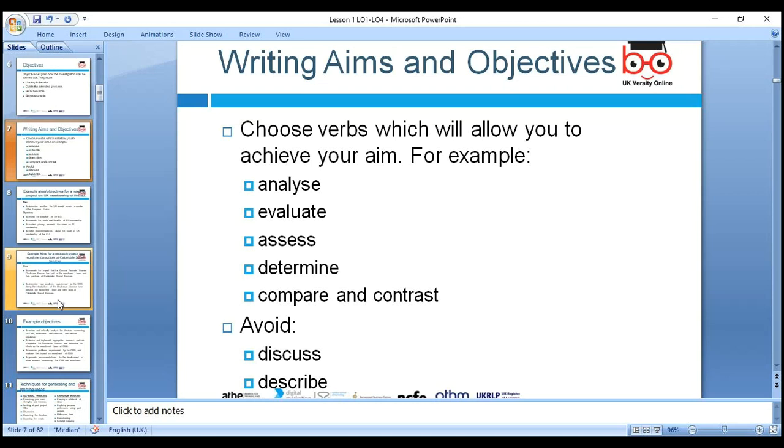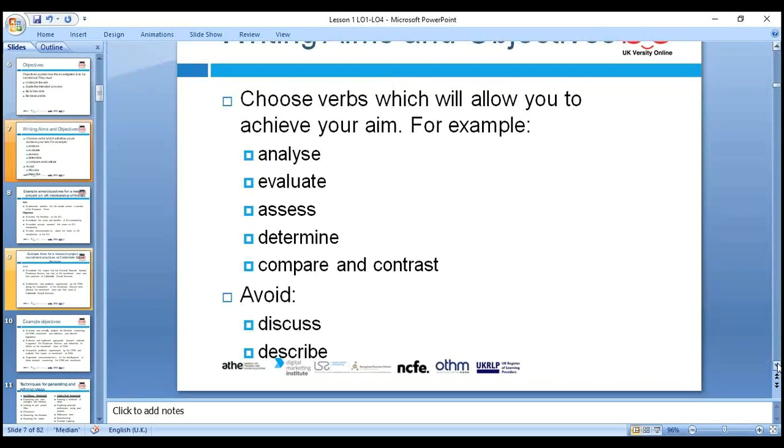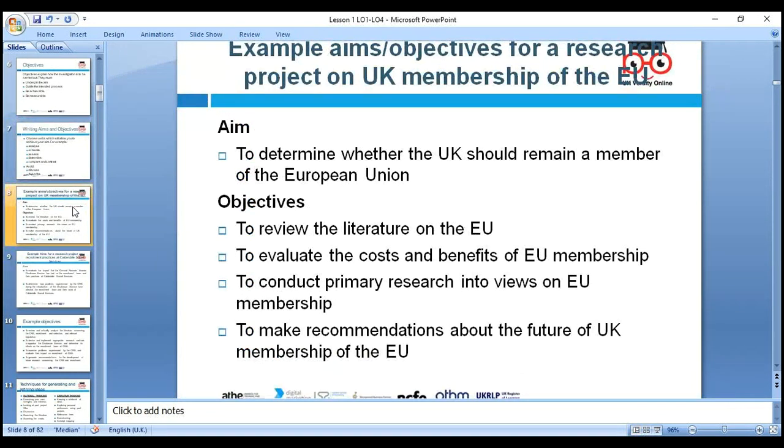When writing aims and objectives, choose verbs which allow you to achieve your aims. For example: analyze, evaluate, assess, determine, compare and contrast, discuss. Avoid verbs like describe. So we need to look around these.